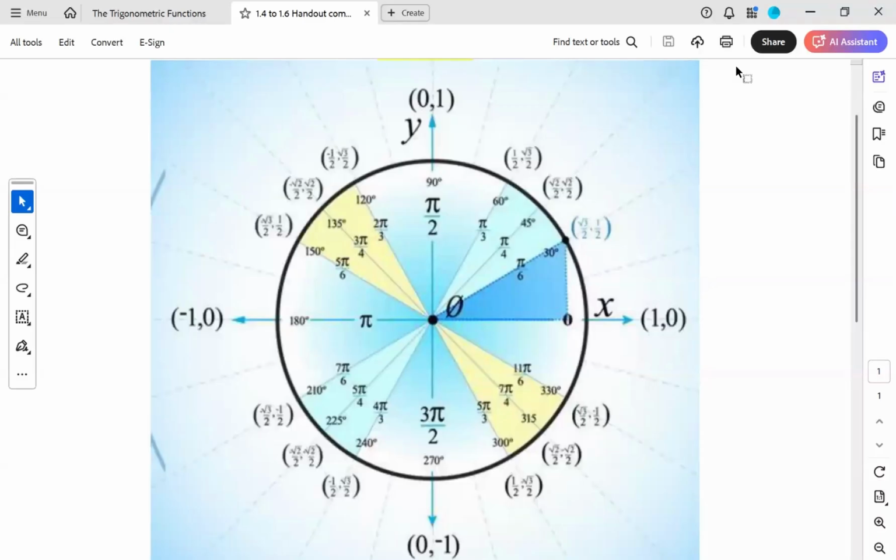All right, so today we're going to do 1.6, 1.4, and 1.5. That's kind of the order that I'm going to do them in, getting all of them together in one lesson, just because they all relate together very easily. And so we're going to start it off with the unit circle.